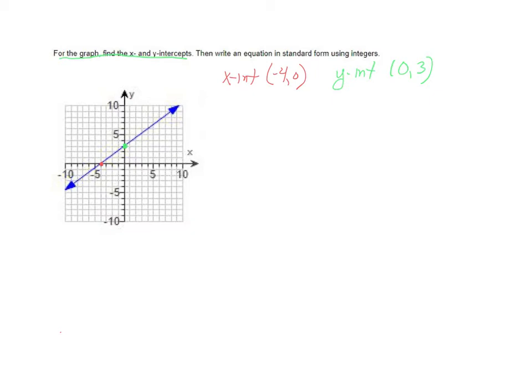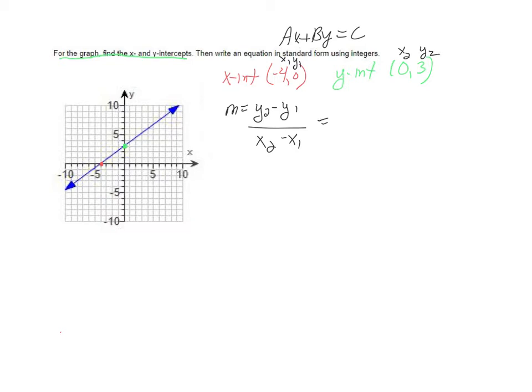Now the next part of it is that we need to write the equation in standard form. And so we do need to know that standard form is ax plus by equal to c. And so the first thing that we need to do, if we have 2 points, is find the slope. So I could find the slope here using the slope formula, the change in y over the change in x. And I can use this as my x1, y1, and this is my x2, y2.